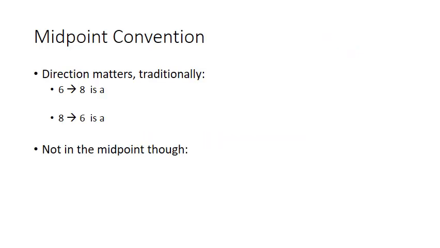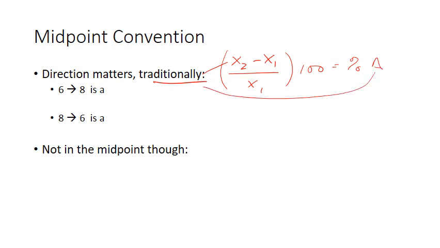Okay, let's start out with the actual calculations and try to explain this goofy midpoint convention that your textbook has already introduced. The midpoint convention is really about making sure that direction doesn't matter when we're talking about percentage change. And that's going to seem strange because traditionally it does matter. So normally when you're thinking about percentage change, you're going to use x2 minus x1 over x1 times 100. And this would give you percentage change traditionally.